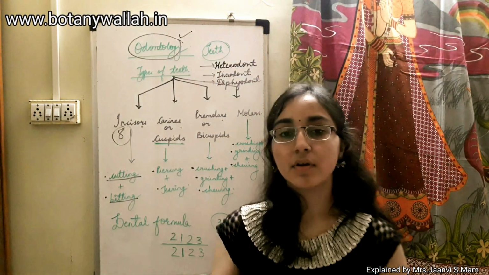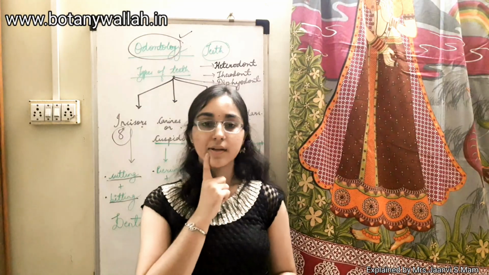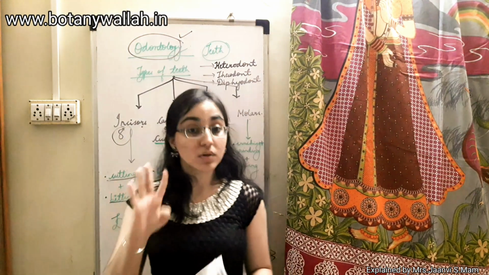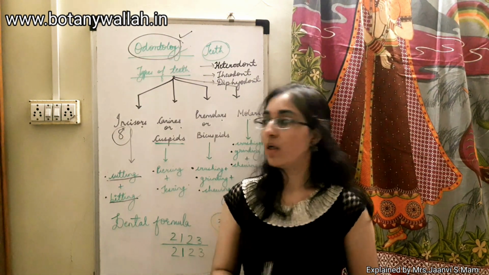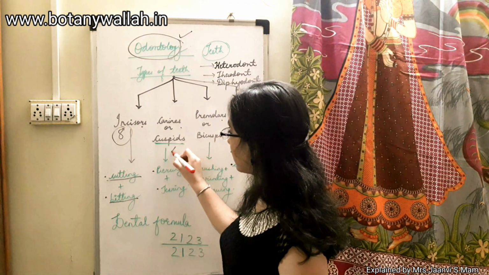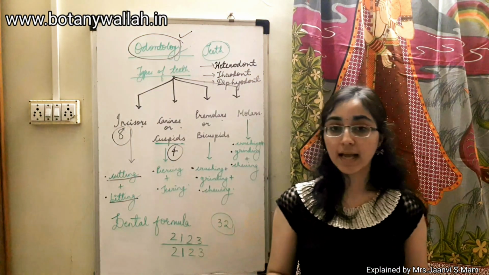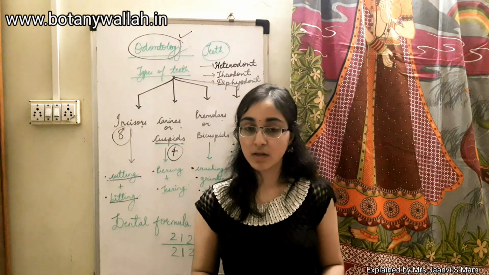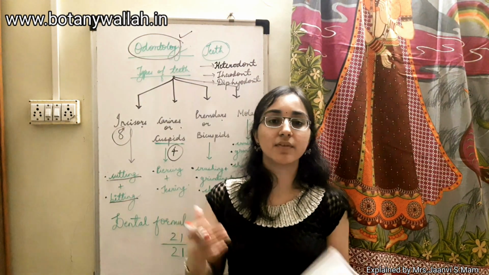After incisors we have canines. We have one here, one here, and in the upper jaw also one on each side. In total we have 4 canines, 2 in the upper jaw and 2 in the lower jaw. Now what is the function of canines? The function of canines is tearing and piercing. Now what is tearing and piercing? For what is this type of teeth used?